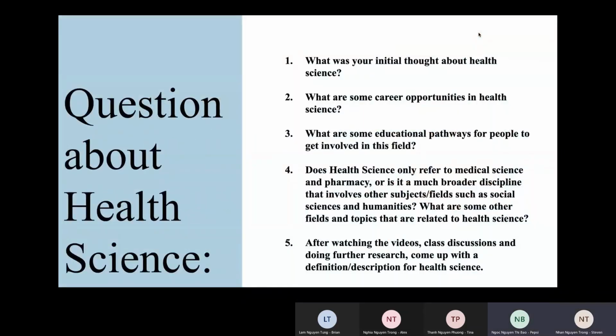First we will go through the questions about health science. Question 1. What were your initial thoughts about health science? Question 2. What are some career opportunities in health science? Question 3. What are some educational pathways for people to get involved in this field?